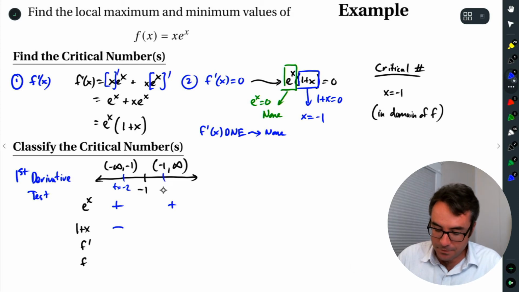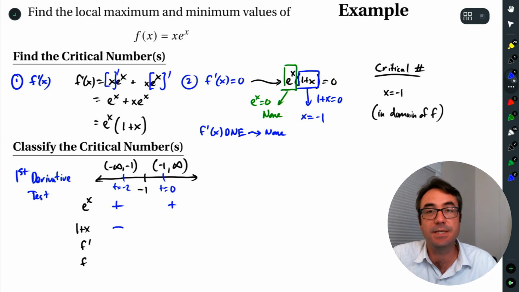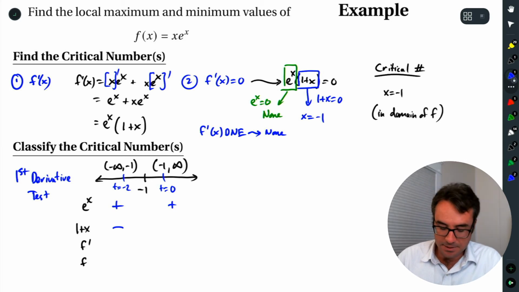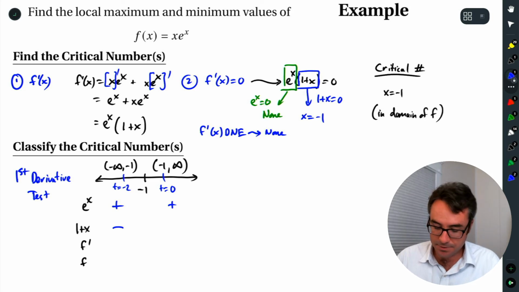Then I go to my other interval. Now we want to pick something over on the other side. 0 is always a good one, if you can get away with it, which we can because 0 is inside that interval. Plug 0 into this piece here. I get 1 plus 0 is +1, so it's +1. And so what we're seeing here is we have positive times a negative is negative, and then a positive times a positive is positive.